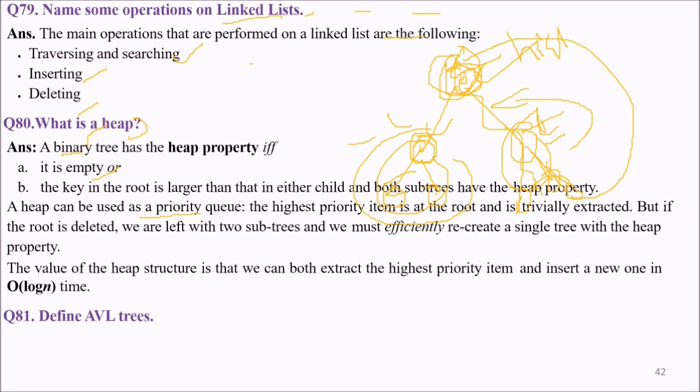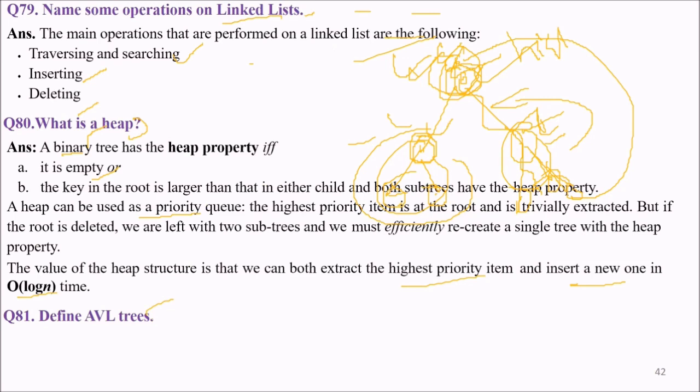The value of the heap structure is that we can extract the highest priority item, and this is the highest one, or if it is a min heap, then the minimum or the lowest number can be extracted. It takes only order of log n time to insert a new one. So you can easily get a value and easily insert a new value. So this is a heap.